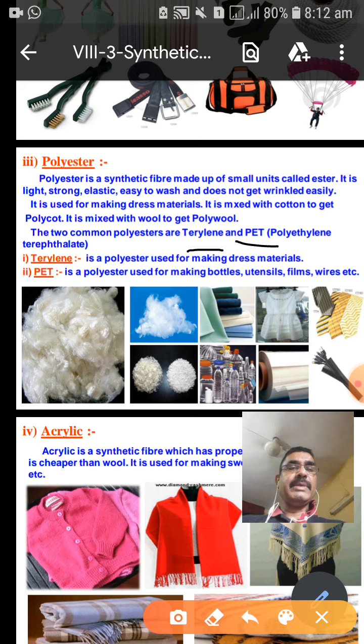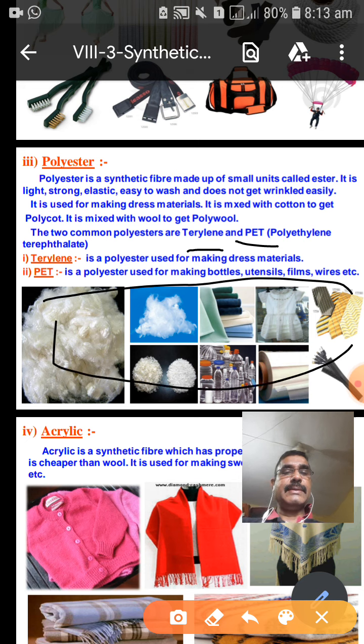So two common polyesters are terylene and PET. The full form of PET is polyethylene terephthalate. So you need to remember the full form, that is polyethylene terephthalate. This is the full form of PET. Terylene is a polyester used for making dress material. Polyethylene terephthalate is a polyester used for making bottles, utensils, films, wires, etc. So here you can see the picture showing materials that are made from polyester.